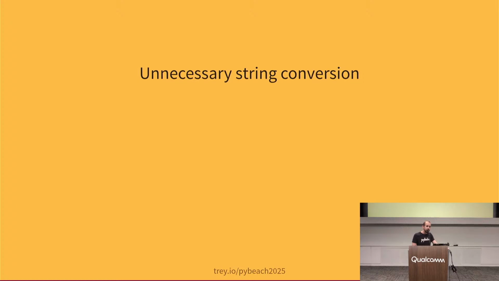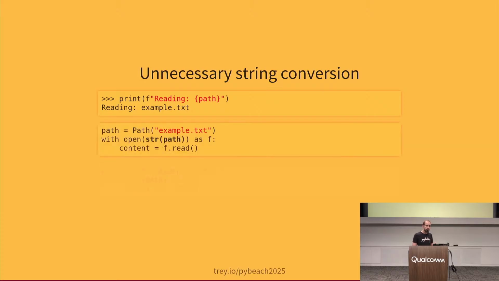If I need to display a path to an end user or log it to a file, I'll often implicitly convert it to a string by using it in a print call or in an f string. And that's useful. But don't convert path objects to strings when you don't need to. If you think you need to convert a path object to a string, you probably don't.